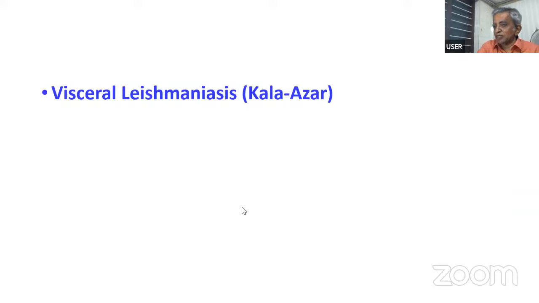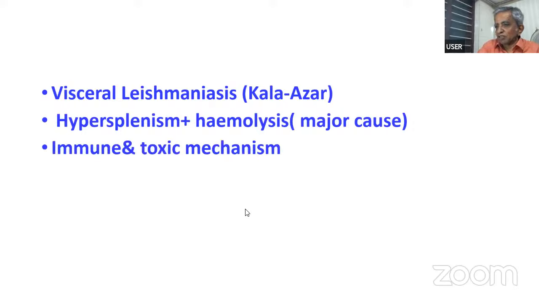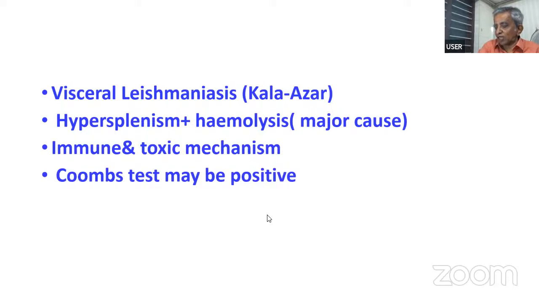Visceral leishmaniasis is common in our country, in certain areas, Bihar and other areas. Hypersplenism, hemolysis. Usually you find a very large spleen. One of the causes for a large spleen will be leishmaniasis. Coombs test may be positive.